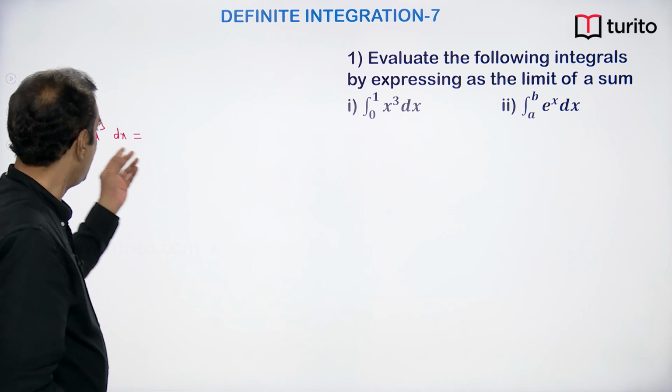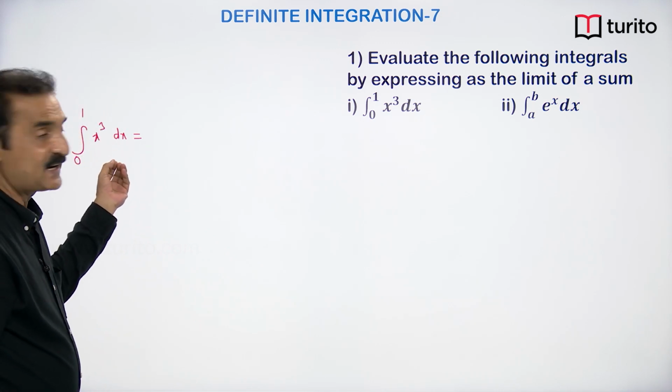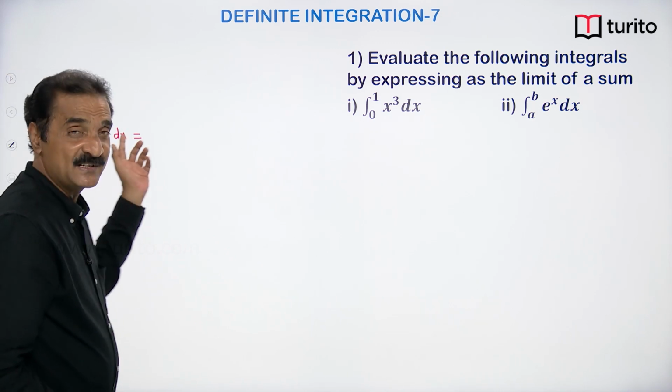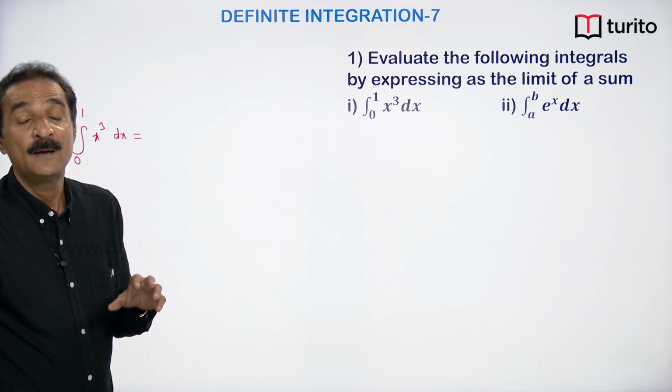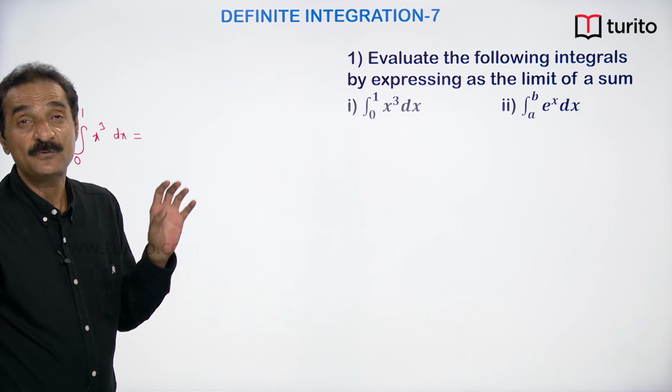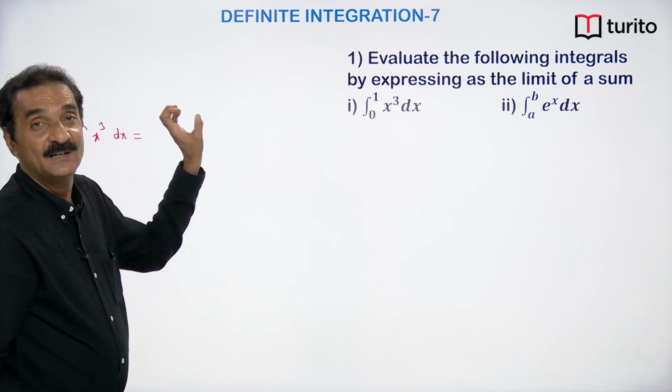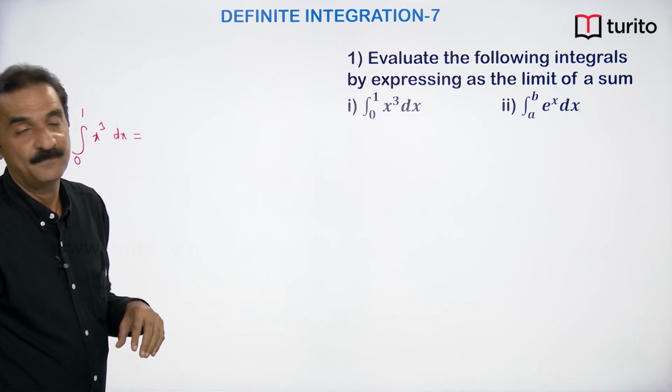We know how to integrate this, and we can calculate the value within seconds. Integral of x square, x cube is x power 4 by 4. Substituting the limits, you will get the answer 1 by 4. But we should not integrate. We have to express it as a limit, then calculate the limit and get the integral.